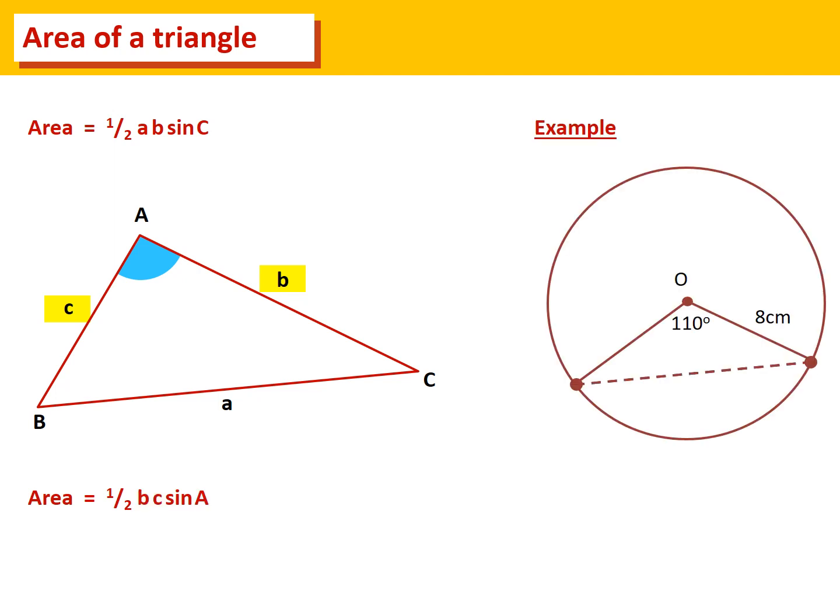Let's see how that applies to this example. On the right hand side of the screen, first of all, because our triangle is made up of a radius here and a radius here, it's an isosceles triangle, so we know that other side must be 8 centimeters, and we can mark that in. Therefore, we know two sides of the triangle, and we know the angle in between the two sides. It's 110 degrees. Therefore, the area is a half times one side times the other side times the sine of 110 degrees. We tap that in our calculator and we'd round off to 3 significant figures.